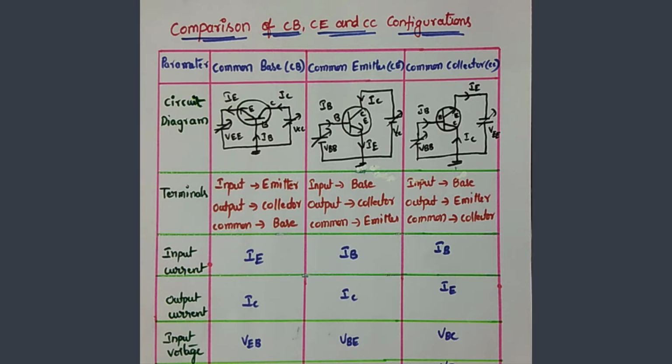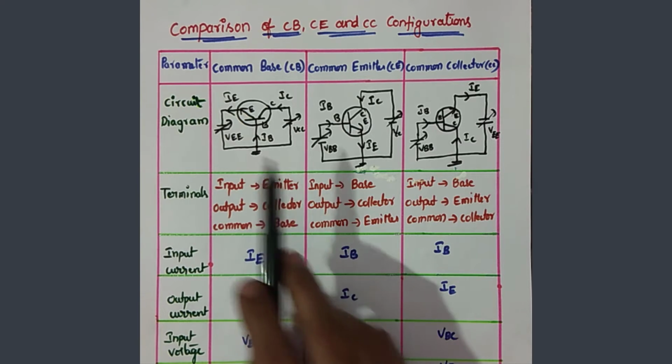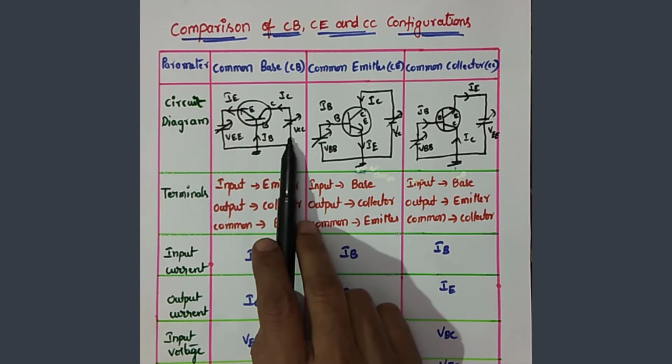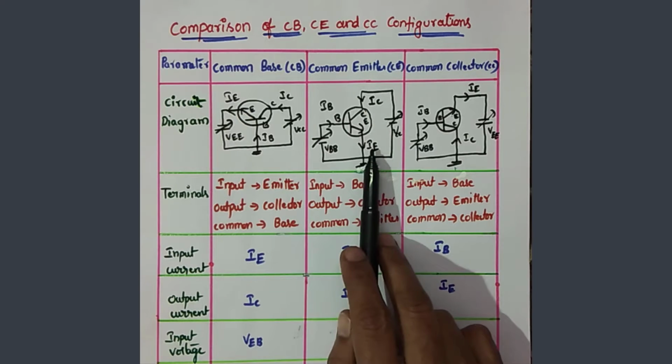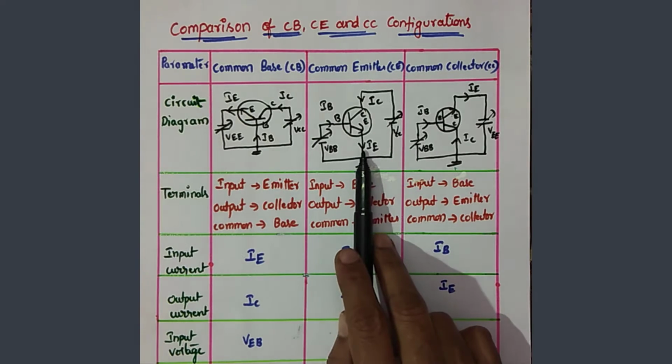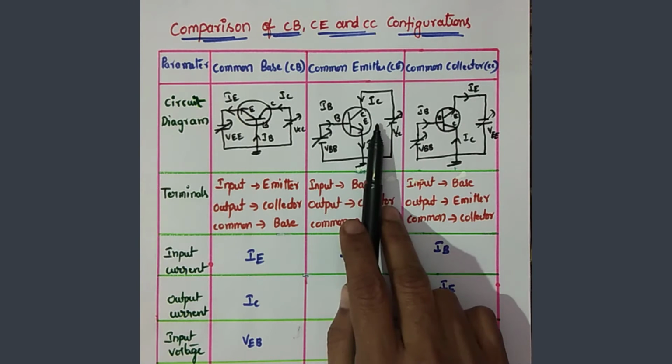Hello everyone. In this video, I am comparing various parameters of common base, common emitter and common collector configurations. If you see the first one, it is the circuit diagram. In the common base configuration, base is common to both input and output. Here the input is emitter and output is collector. And in the common emitter, emitter is common to both input and output. Base is input terminal and collector is output terminal.